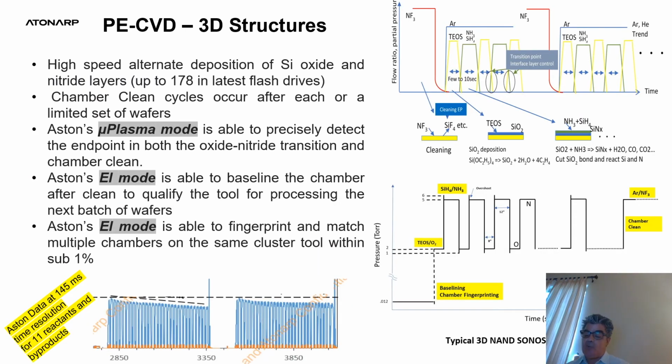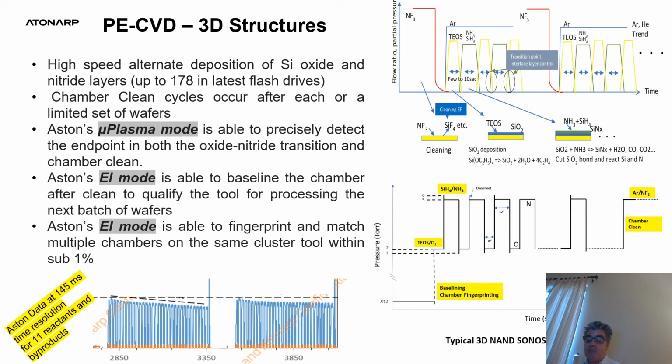To showcase ASTON's versatility, I have chosen a typical 3D NAND process where ASTON is currently deployed. It is an intensive process where oxide nitride layers are deposited at high speed. Typical film deposition durations are a few seconds. Actual ASTON data with 150 millisecond time resolution for 11 reactants and byproducts are shown at the bottom of this slide. Chamber clean cycles occur after each or a limited set of wafers. The 4 use cases tackled by ASTON during this process are the following.